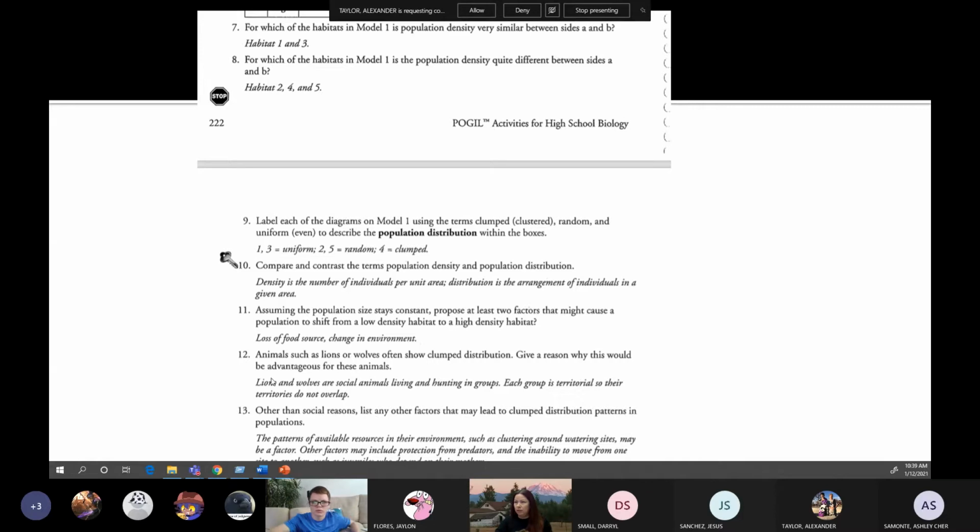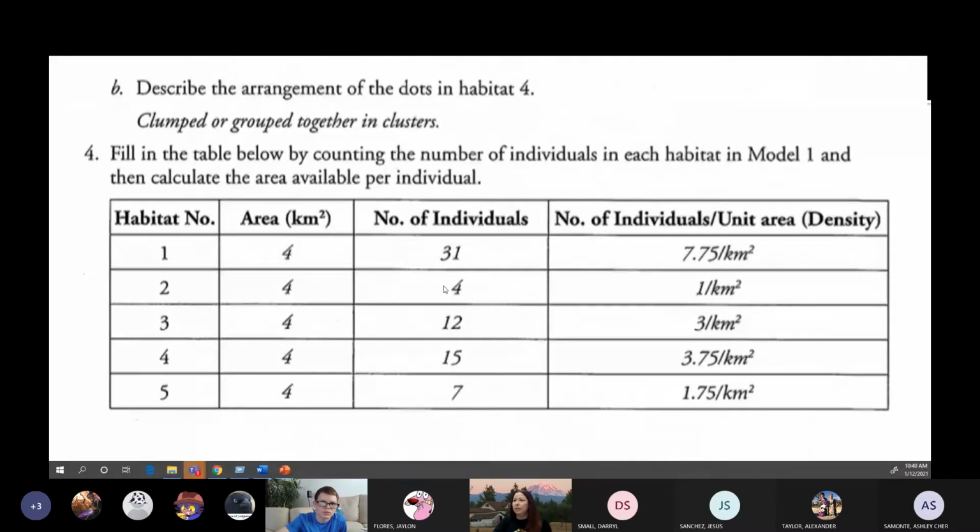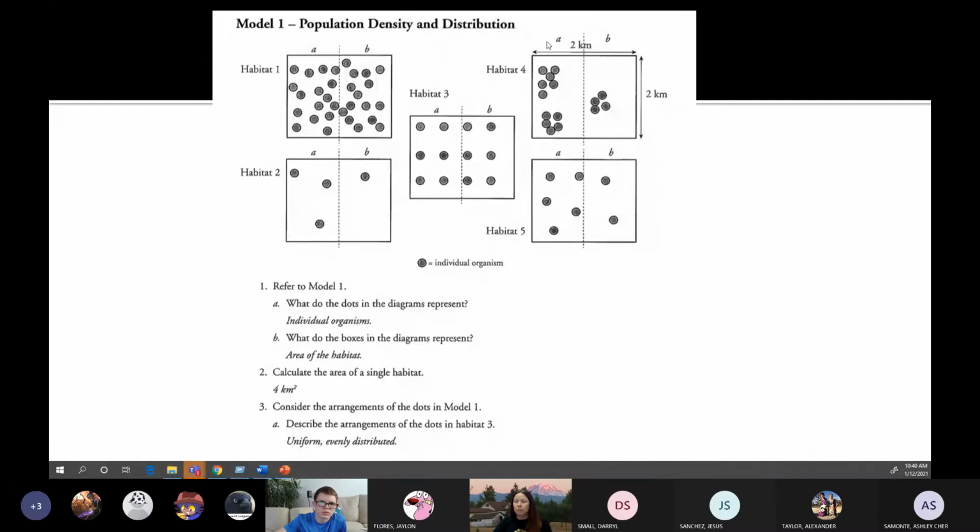Hold on. There was one more thing I wanted to cover. Assuming the population size stays constant, propose at least 2 factors that might cause population to shift from a low density to a high density habitat. So what's going to cause them to move is like a loss of a food source or some sort of change in environment. That could be one of those natural disasters, when we're talking resilient versus resistant, and things like that. What did the clumped one say again? I don't know that it said anything, but number 4 was our clumped.